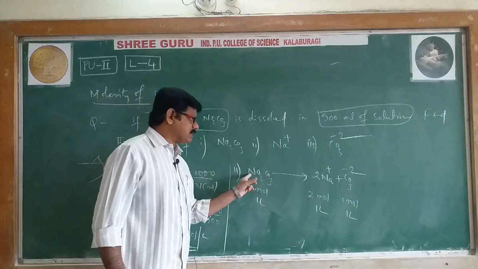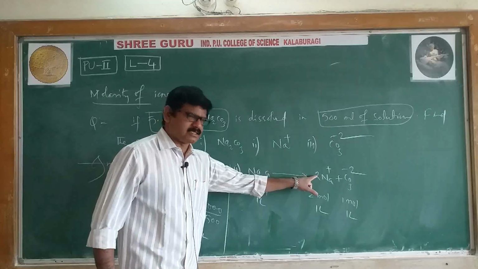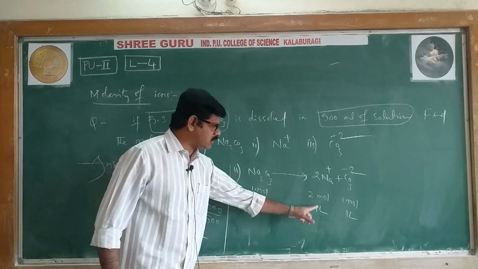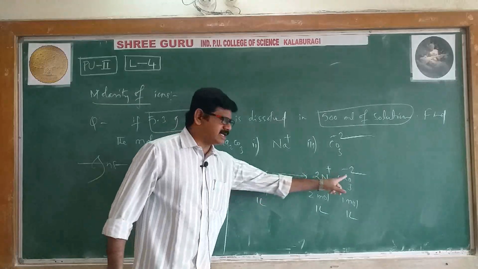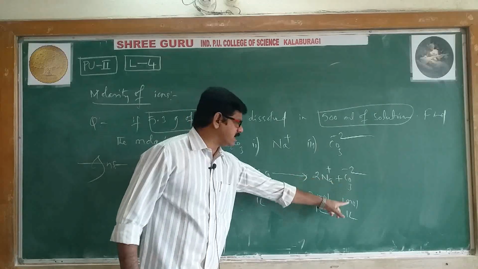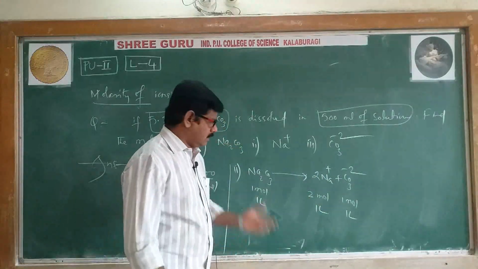And 1 mole of sodium carbonate gives 2 moles of sodium ions. Therefore, 2 moles in 1 liter. And 1 mole of sodium carbonate gives, of course, only 1 mole of carbonate ion. That's why 1 mole per liter.